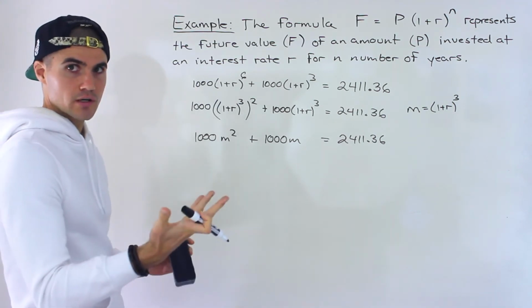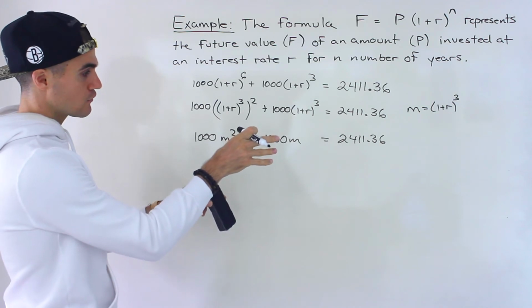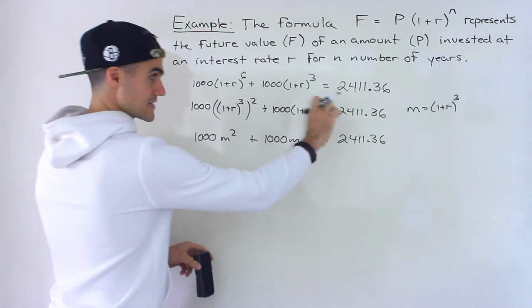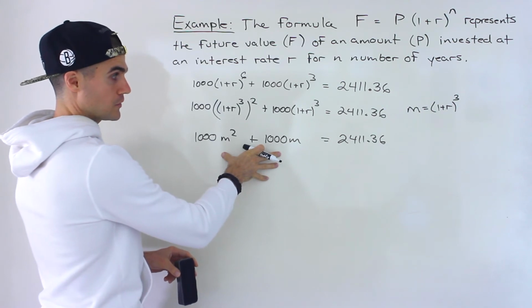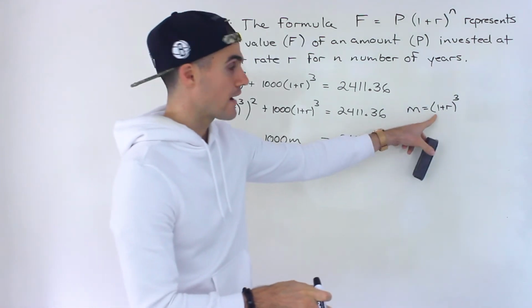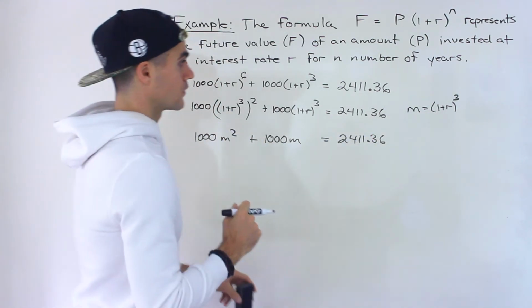That's the trick in this question: bringing in another variable and realizing that it's just a quadratic equation. We could solve for m with the quadratic formula and then bring this back and solve for r.